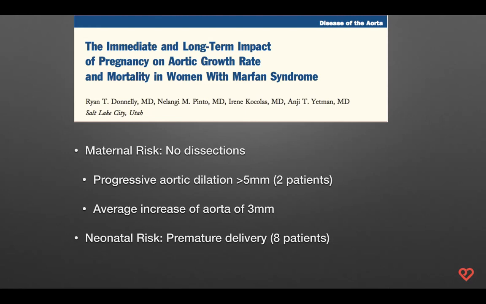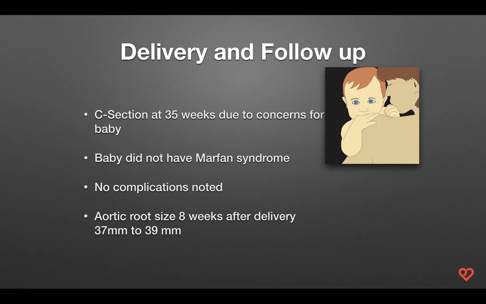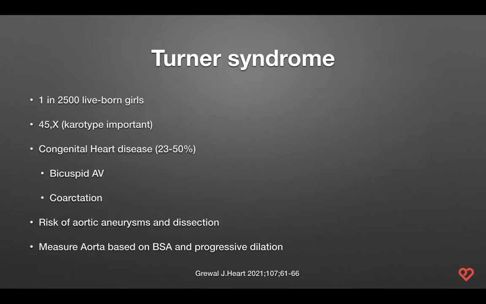The neonate risk is of premature delivery, and that's important to recognize as we noted before. Hormonal changes of pregnancy dilate the aorta. She delivered by C-section at 25 weeks due to concerns for the baby. The baby did not have Marfan's syndrome. There were no complications noted peripartum or postpartum. Her aortic root size at 8 weeks after delivery went to 39 millimeters on echocardiography, which gives you an increase of 2 millimeters.